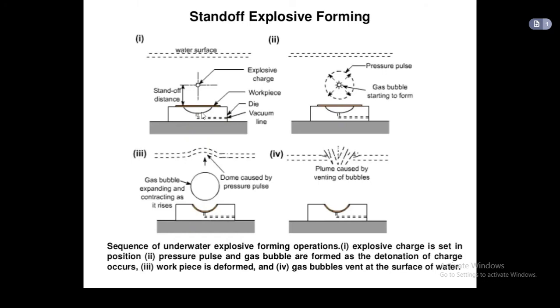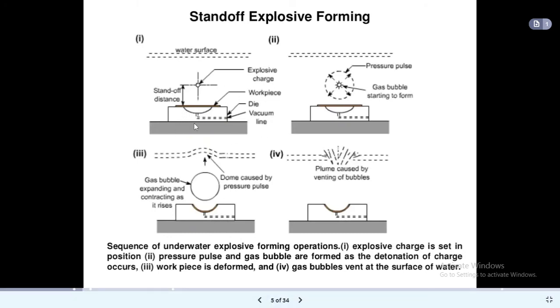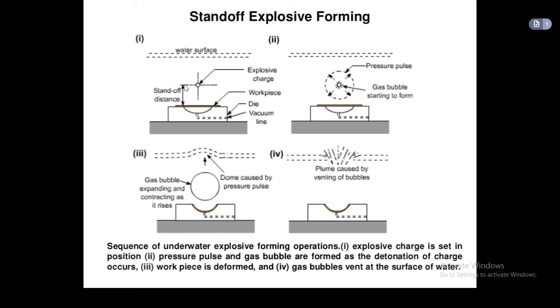When the diameter of the workpiece is less than 0.7 meter, the standoff distance is taken as S equal to D. But when D is above 0.7 meter, then S is equal to 0.5 times the D. Okay, so this is our standoff distance, the value that we need to take as the standoff distance.